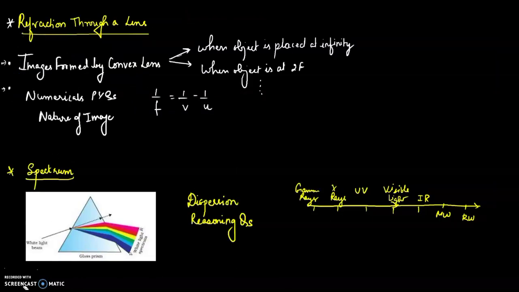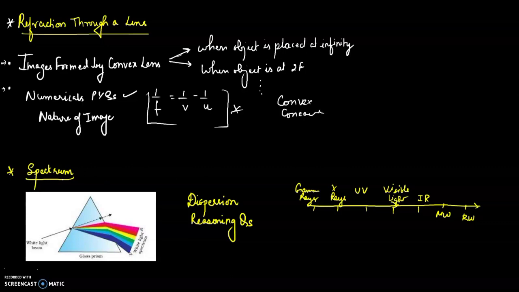Moving on to refraction through a lens. Here you will get questions on images formed by a convex lens, and there are cases like when the object is placed at infinity, when the object is at 2f, where is the image formed, what is the nature of the image. Numericals: the previous year questions of this chapter are very important. They are repeated every year, or after 2 to 3 years. Normally the same questions are repeated. The formula 1/f = 1/v - 1/u is a very important formula. You should know the case for convex and concave lens.